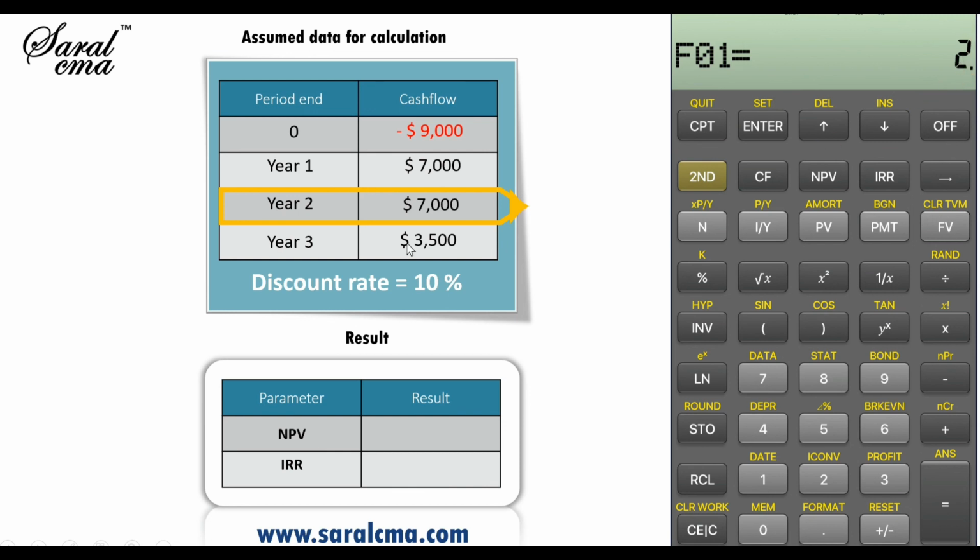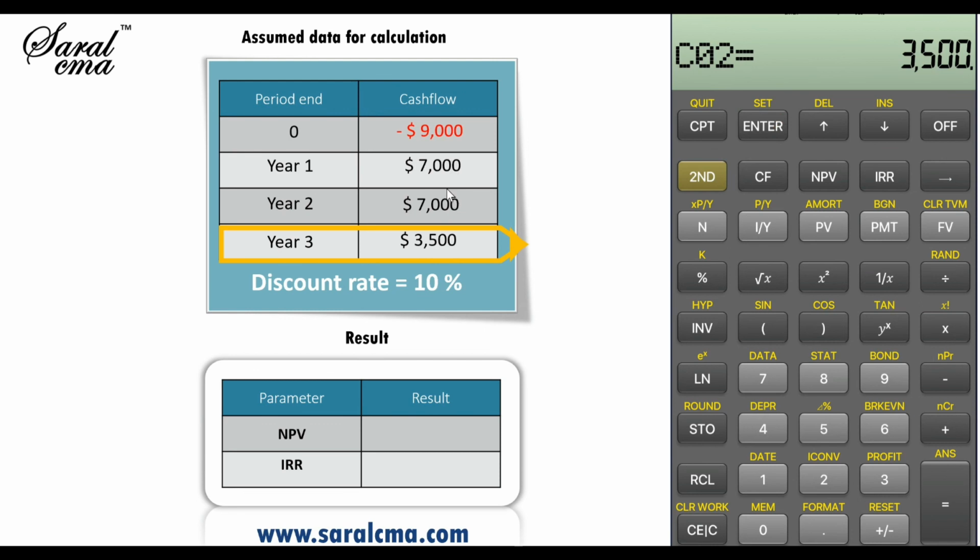So let us move to year 3. In year 3, there is a cash inflow of $3,500 and its frequency is 1. To input this, press the down arrow key in the calculator, input 3,500 and save it. Now that we have input all cash flows, we can move to calculate NPV and IRR.